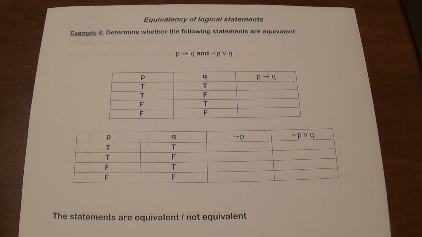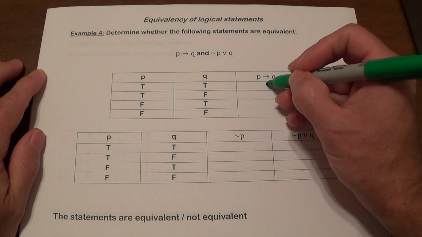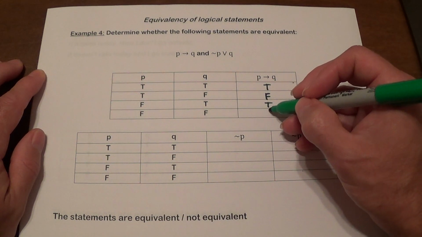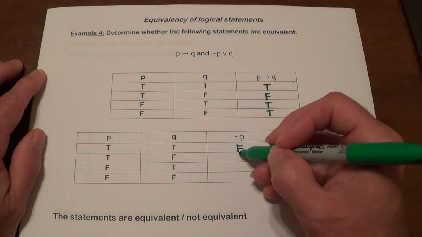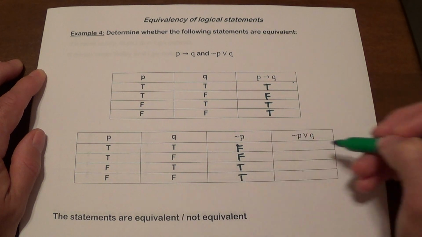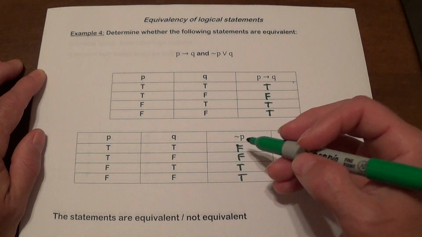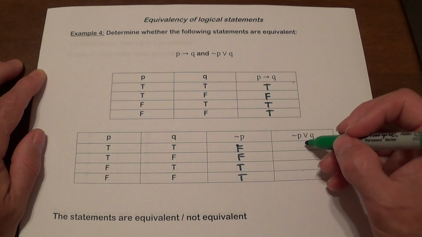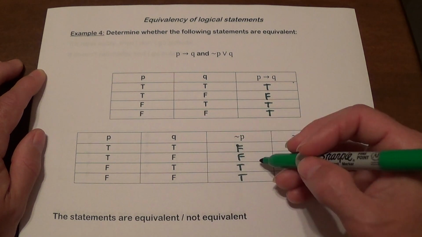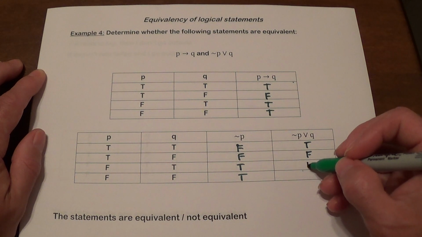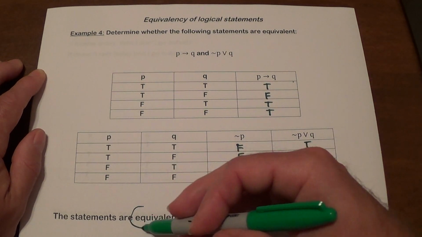P implies Q, and not P or Q. P implies Q will be true, false, true, true. For the second table, not P will be false, false, true, true. So not P or Q, we're looking at these two. False or true is true. False or false is false. True or true is true. And true or false is true. They match precisely. These are equivalent.